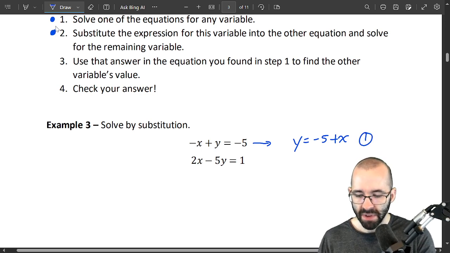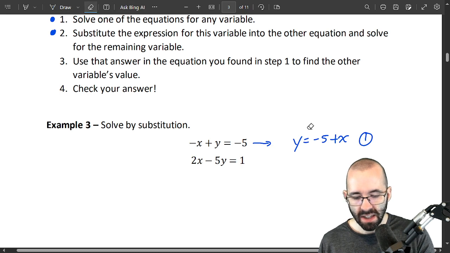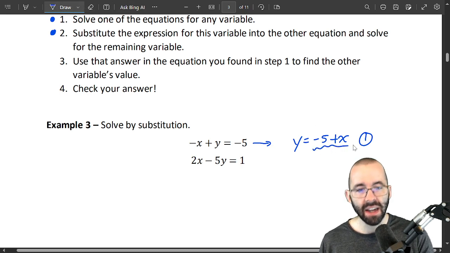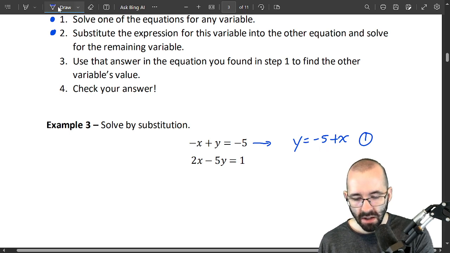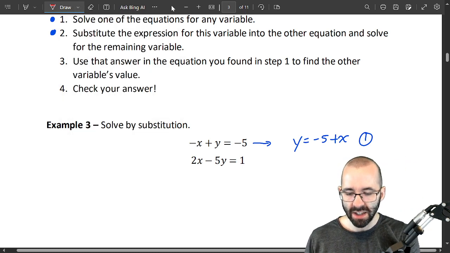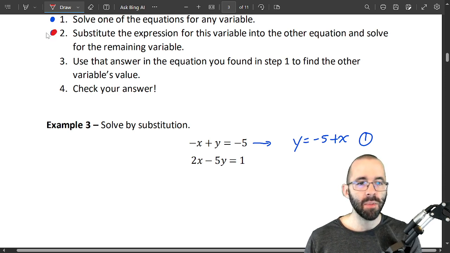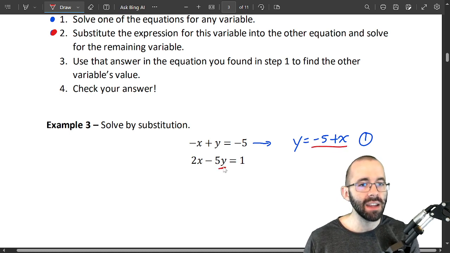Next is step 2. Substitute the expression for this variable. So substitute this. Specifically, the expression for this variable is the right-hand side. It wants us to substitute this into the other equation and solve for the remaining variable. So step 2, let's color coordinate this. Why not? Step 2 will be the red step. It says y is the same thing. These red underlined things are the same exact thing. y is equal to -5 plus x.